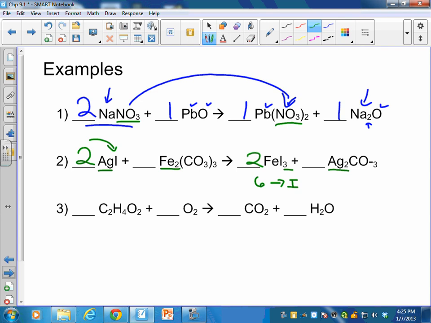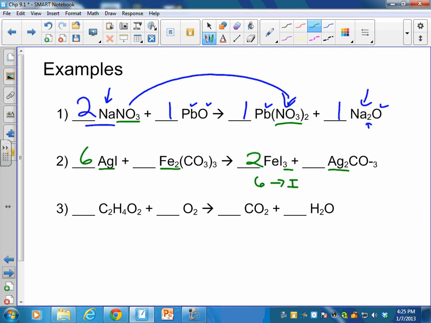I just balanced out the iron, and that created 6 there. So I need 6 over here on this side. So I've got to change that 2 to a 6. Now my iodines are balanced out, and I'll see what I can do with the silvers now.